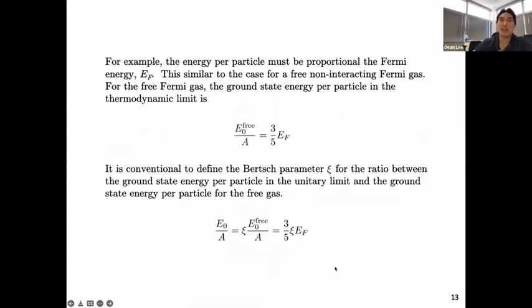So now I can say what is the energy per particle of the system. This conformal symmetry, the scale invariance, is actually a feature of the free Fermi gas. If I talk about the energy per particle for the free Fermi gas, it's 3/5 times the Fermi energy. And so for the unitary limit, the energy per particle is going to be some parameter you typically call the Bertsch parameter xi times the answer for the free Fermi gas. So there's just this constant proportionality.